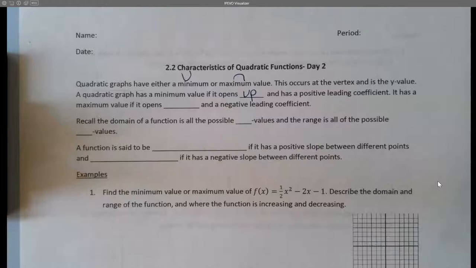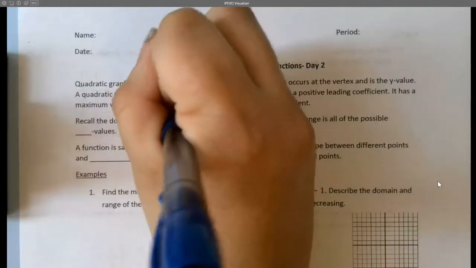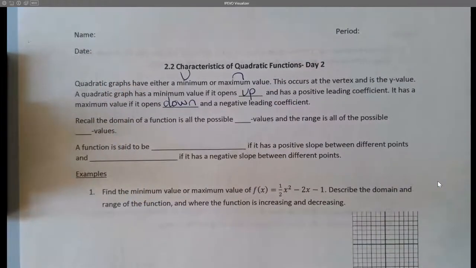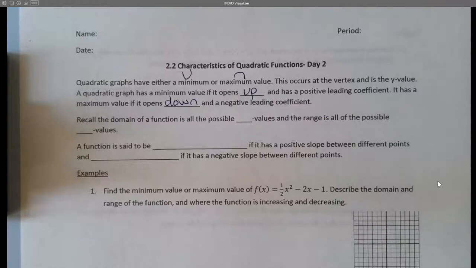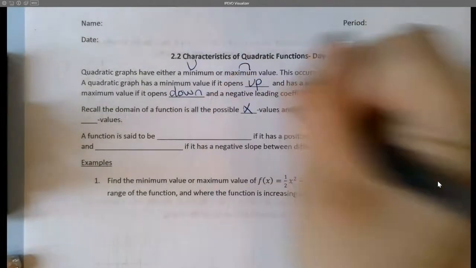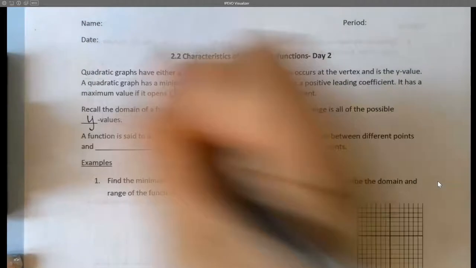It has a maximum value if it opens down and has a negative leading coefficient. So it has a negative number out in front of the quadratic. Remember, domain of a function is all the possible x values, and the range is all the possible y values.